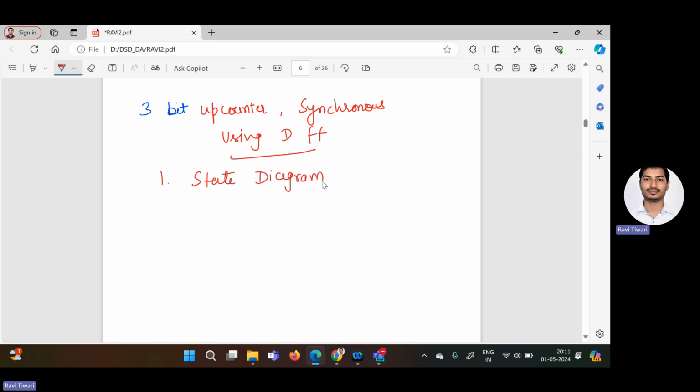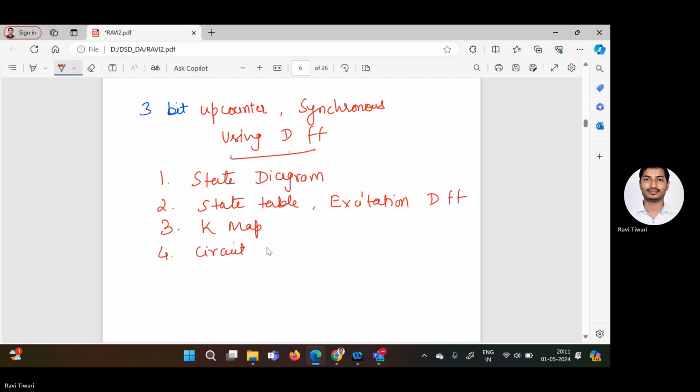In the second step, we will draw the state table. Along with that, we will also write down the excitation table of D flip-flop, as we are using D flip-flop here. In the third step, you have to draw the K map for finding the expressions for input of D flip-flop, and then we will draw the circuit diagram.